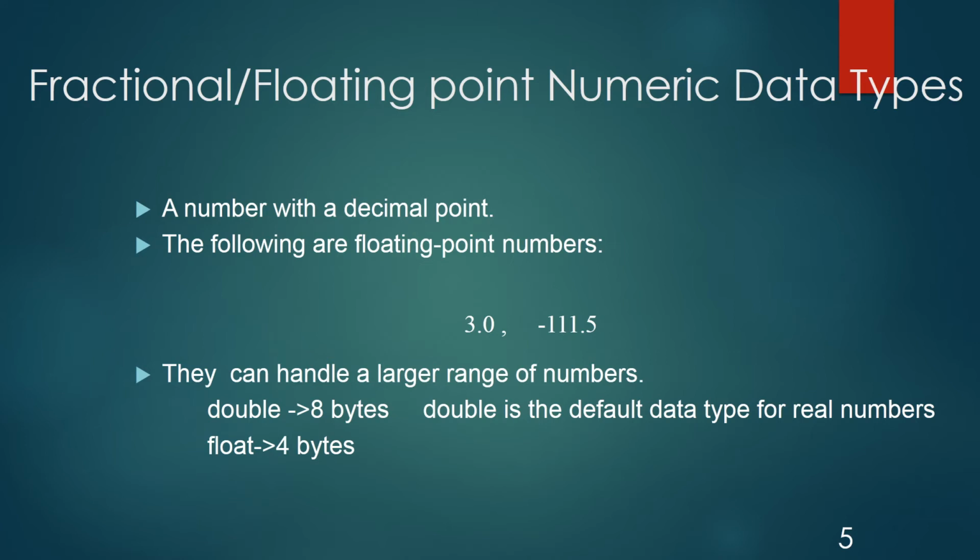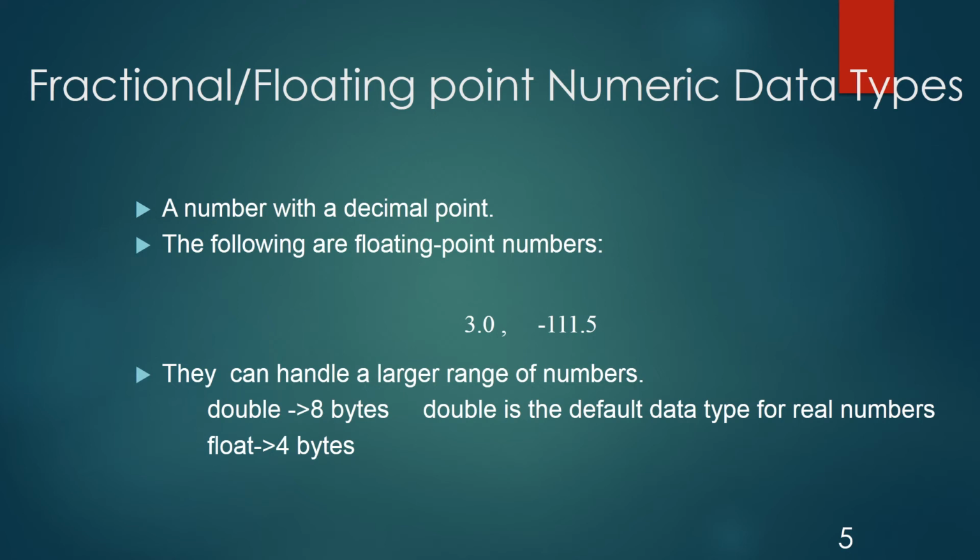Next are fractional floating point numeric data types. Fractional floating point numeric data types are used to store real numbers or floating numbers or decimal numbers, that is, a number with a decimal point. The following are floating point numbers. 3.0 contains a decimal point, so it is a floating point number. Minus 111.5 can hold positive as well as negative numbers, and it contains a decimal point, so it is a floating point number.